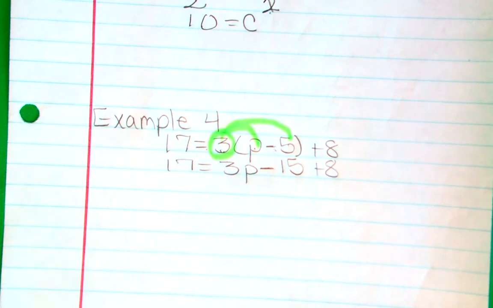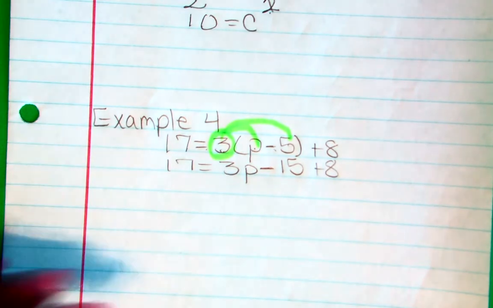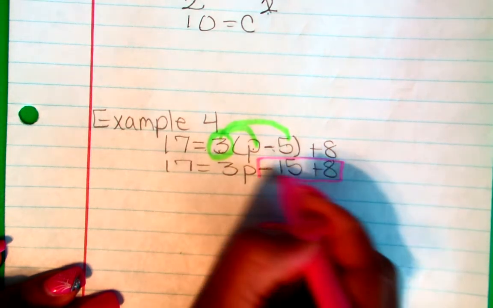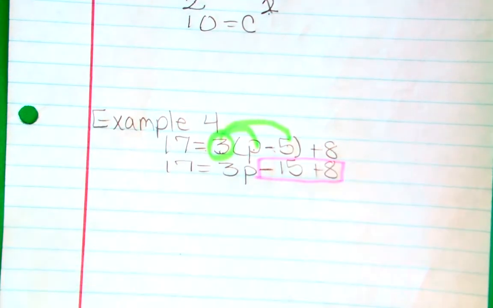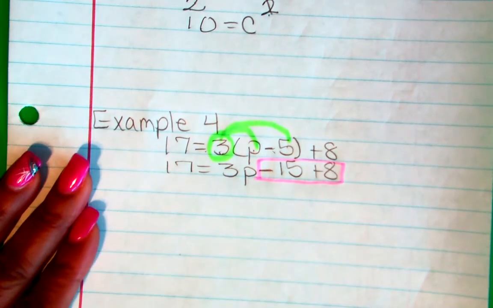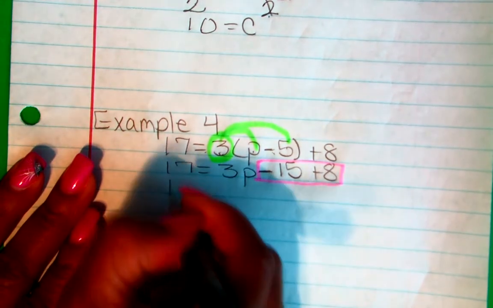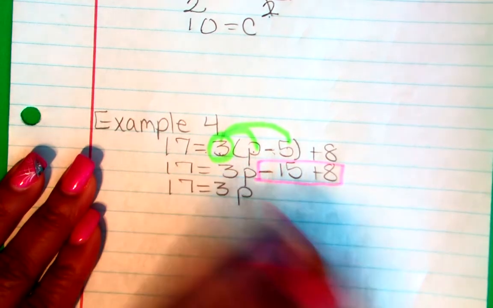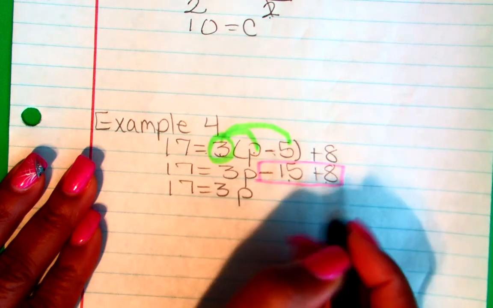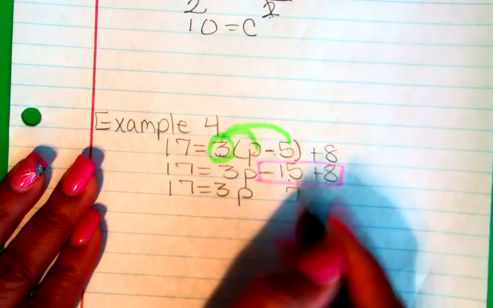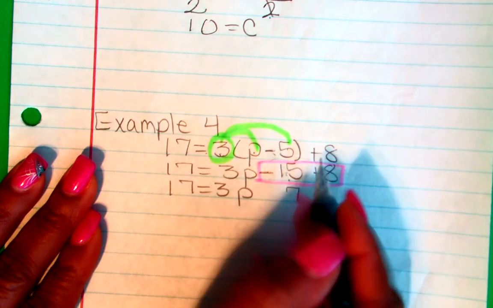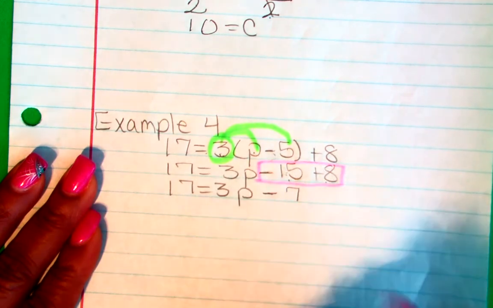Okay. What are our like terms here? We have here p terms. Oh, they're already beside each other. These are like terms. I do not have to rearrange because they're beside each other. So all I'm going to do now is just combine them. So I have 17 equals 3p. Negative and a positive, that means you find the difference. So I'm going to just say 15 minus 8 is 7. The absolute value of -15 is greater than the absolute value of +8. Therefore, it's a subtraction. Okay, or negative.